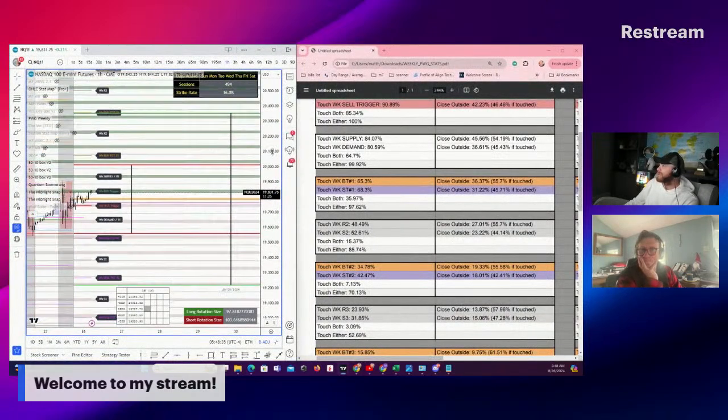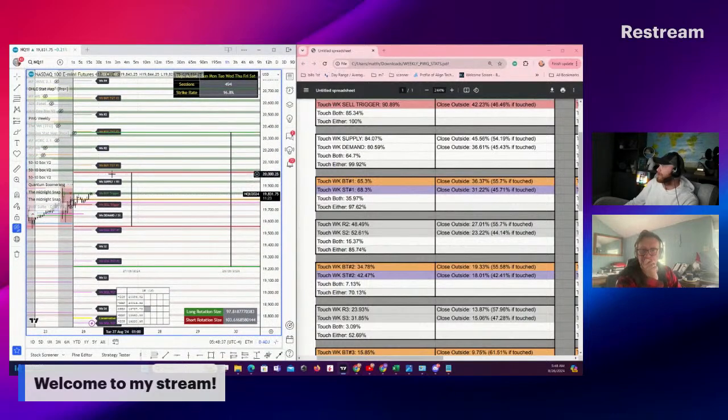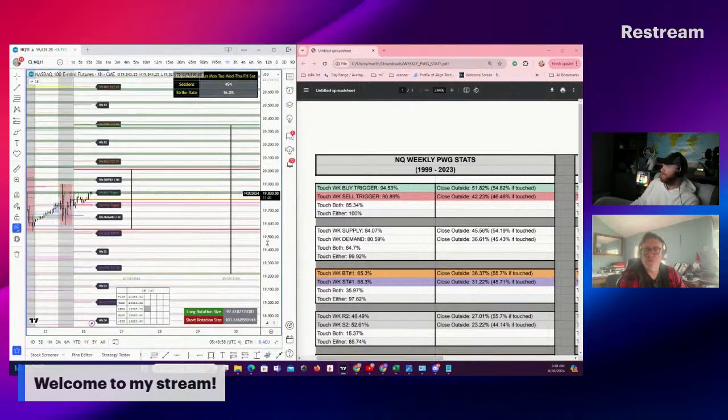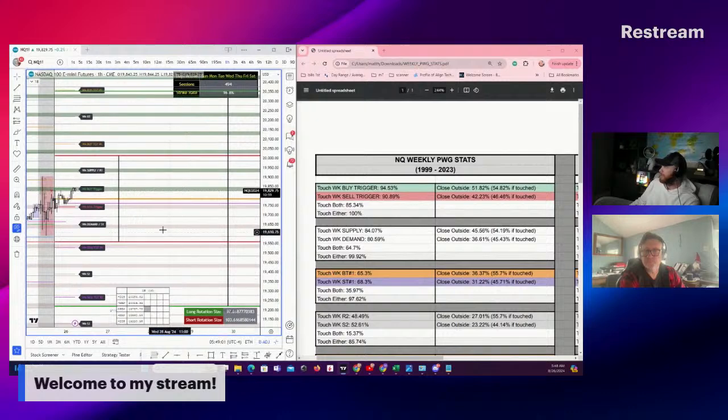So if you look at these different pivot levels, R1, buy target 1, R2, buy target 2, R3, buy target 3, from 1999 to 2023. I've got to get my Restream.io back up. All right, there we go. This is anchored off of Sunday, right? The anchor point is proprietary to him, so I'm not going to release it.